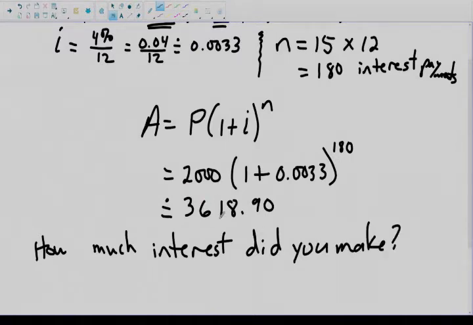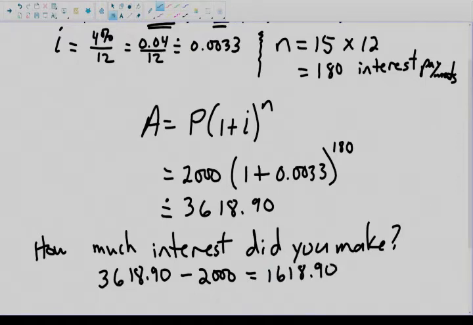And we talked about this again in a previous lesson. If you just subtract how much money is in the bank at the end, minus how much money you put in, that's going to tell you how much interest you made, okay?